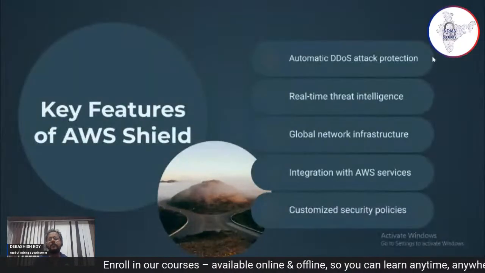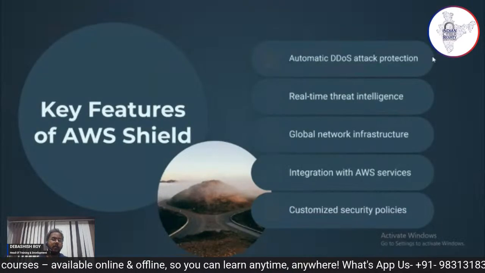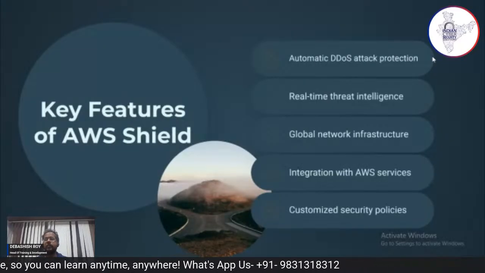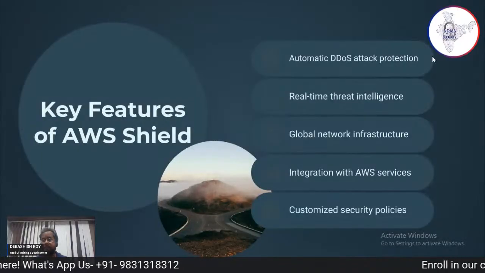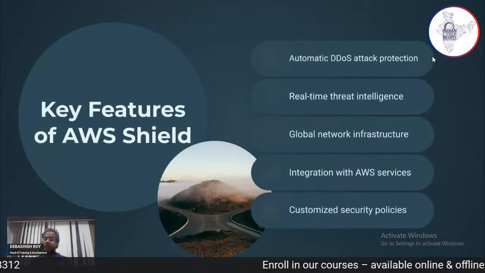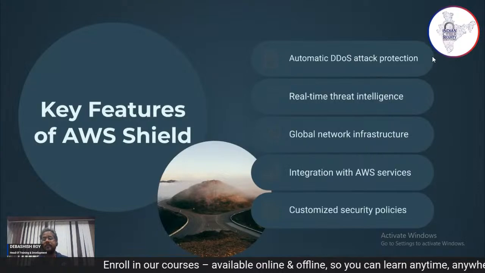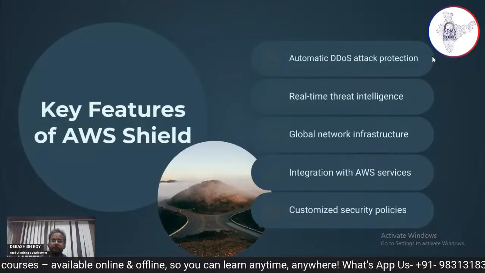Now, what are the key features of AWS Shield? There is automatic DDoS attack protection, real-time threat intelligence and monitoring, and global network infrastructure, because AWS has different availability zones and regions all over the world. They have different data centers, so it is definitely a global network. Integration with different AWS services like VPC and EC2, and customized security policies.